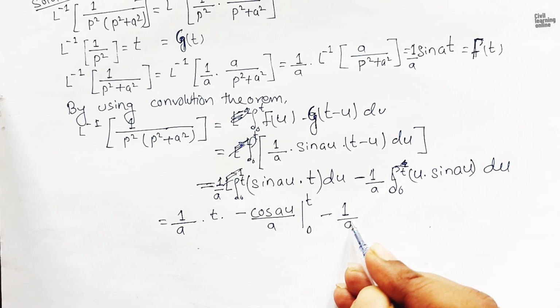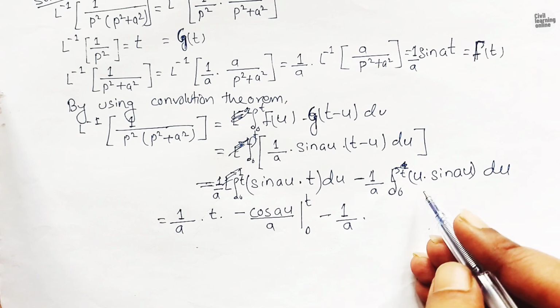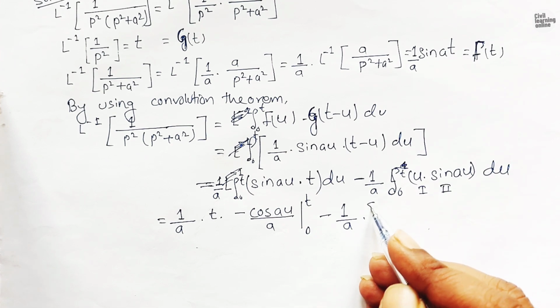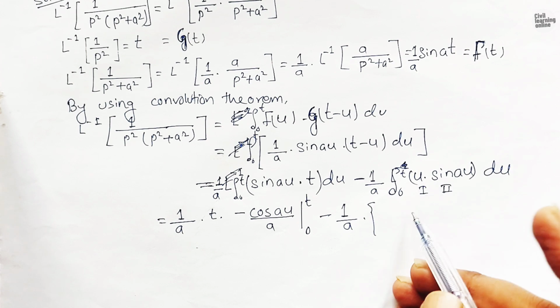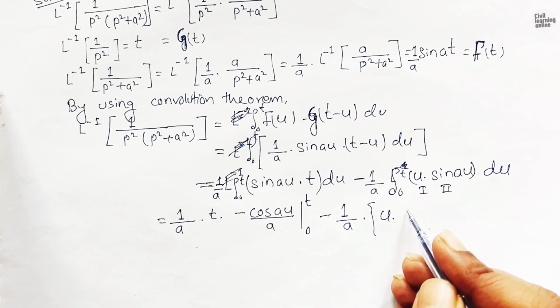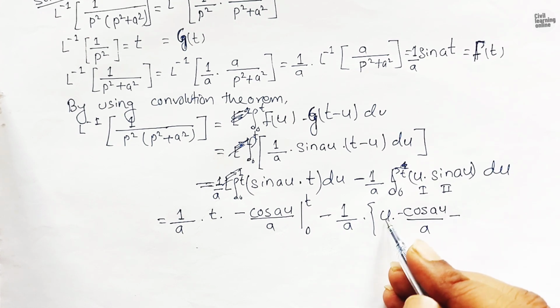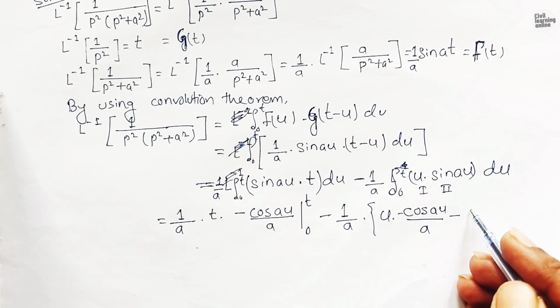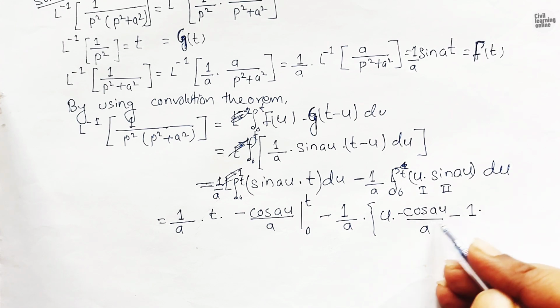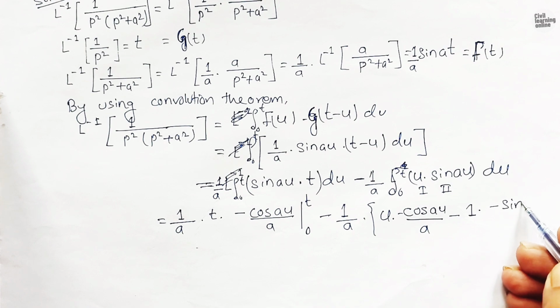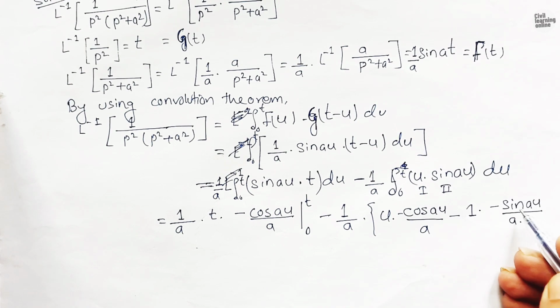Now we have 1 upon a times, again we are going to use the integration by parts theorem, that is first and second, so use the bracket. Now let's use curly bracket, so we will have here u times sine a u means first times integration of second, the integration of sine will be minus cos a u upon a, minus derivative of first with respect to u, derivative of u with respect to u will be 1, times integration of second, integration of cos a u will be sine a u upon a, and this is a as it is.